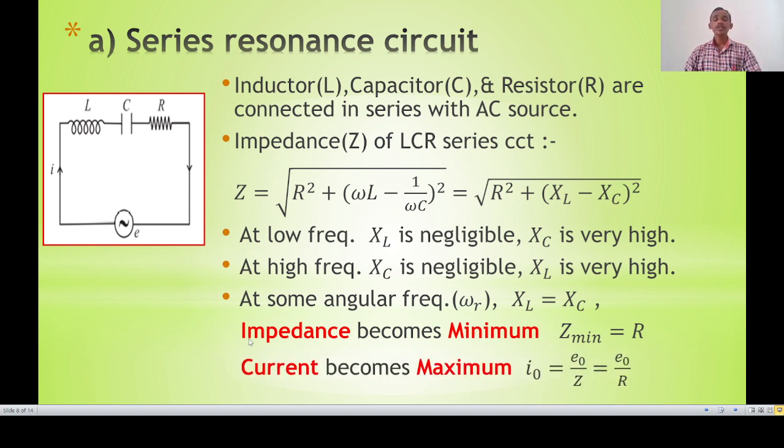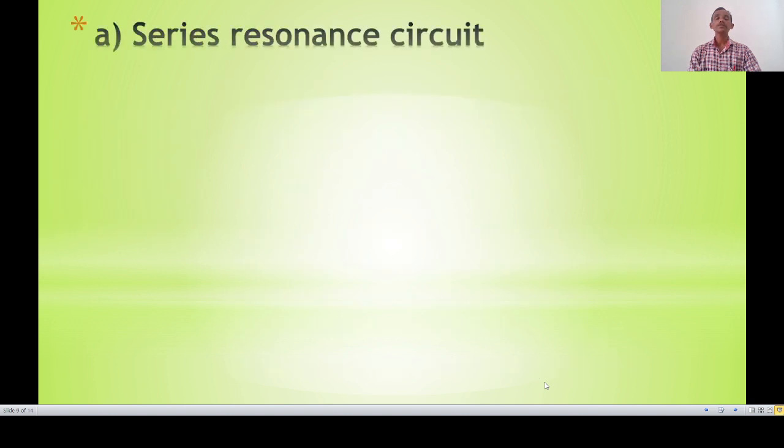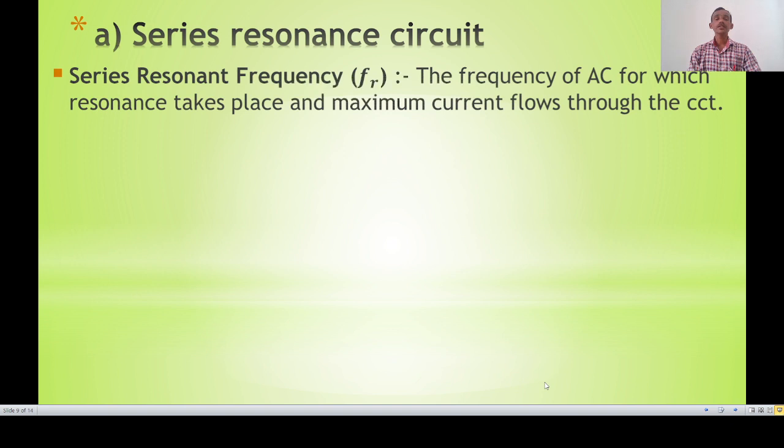Because the impedance becomes minimum, the current becomes maximum. That means the maximum current flows through the LCR series circuit at the angular frequency omega R. This maximum current is given by I0 equal to E0 upon Z, that is equal to E0 upon R. Now, in a series resonance circuit, we can define the series resonant frequency FR, that is the frequency of AC for which resonance takes place and maximum current flows through the circuit.